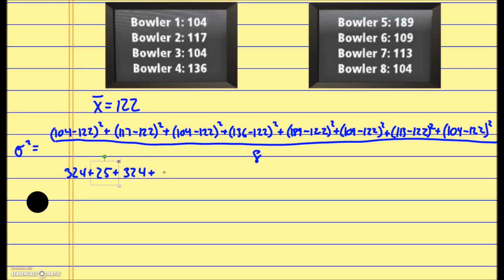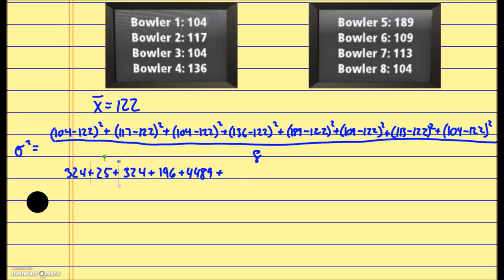The next one, 136 minus the 122 is a 14. 14 squared is 196. The next one, the 189, this was my outlier before when I looked at central tendency. So this one's a little bit out of the ordinary, but that's okay. When I subtract, it gives me a 67, and when I square that, it gives me 4,489. So again, I'm just working each of these out.